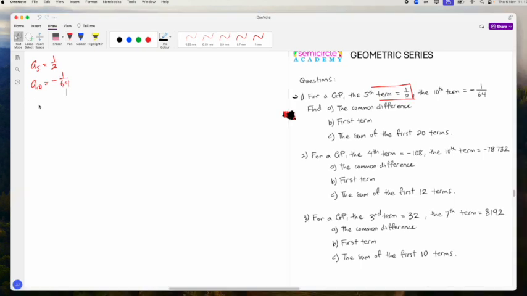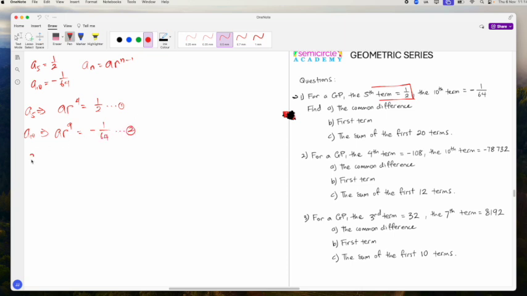So the common ratio here, well, of course, don't forget an is a r to the n minus 1. So we have a5 being a times r to the n minus 1, which is 4, and that is going to be a half. This is our equation 1. And then a10 is a times r to the 10 minus 1, which is 9, and this is going to be negative 1 over 64. That is our equation 2.